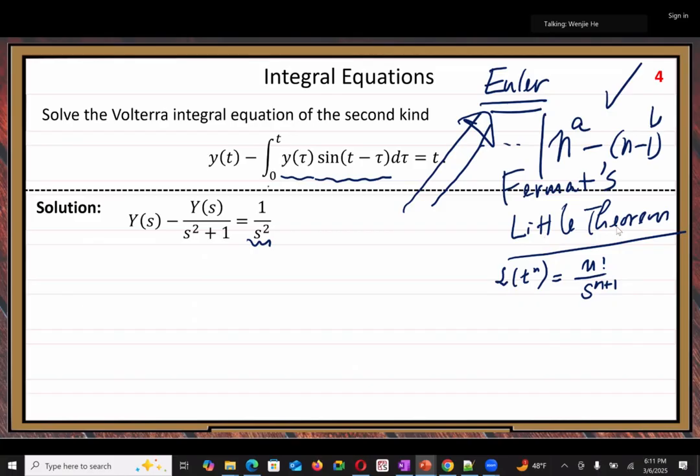this integral part, it's a convolution. Let's apply our convolution theorem. The product of two Laplace transforms. Product of the y part, that's the capital Y. Product of the sine function.